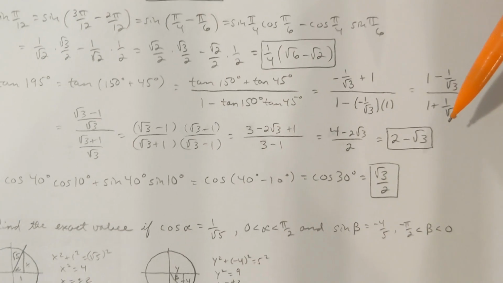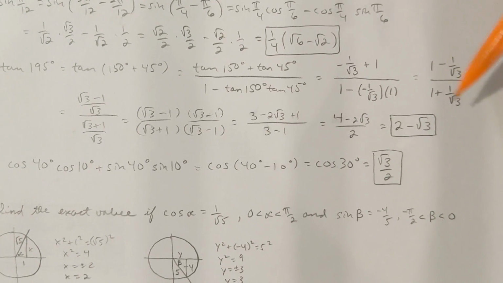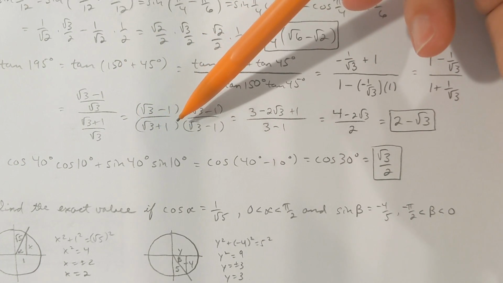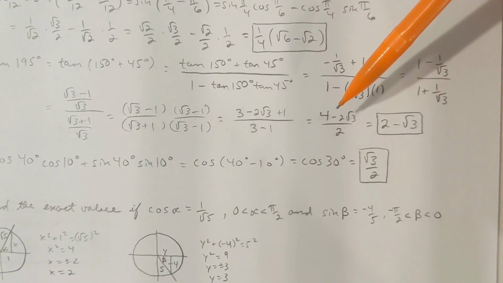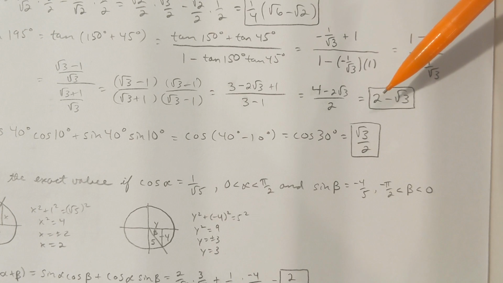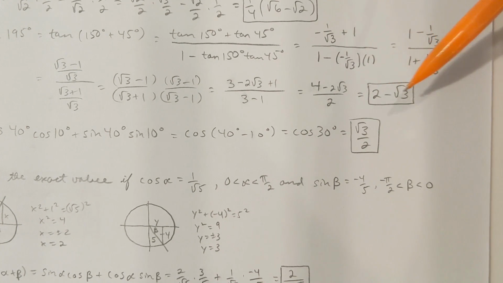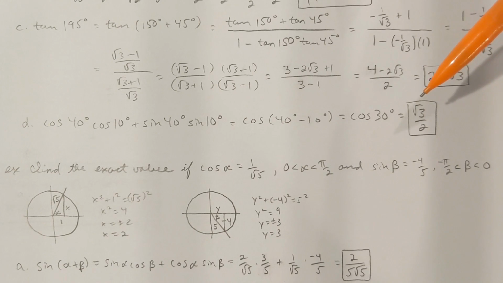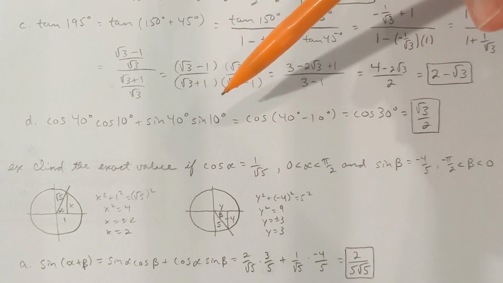Okay, and then I'm simplifying. I'm also getting a common denominator there, and also rationalizing the denominator. In complete simplified form, you would get 2 minus root 3 as the exact solution then. Okay, and here's another one.